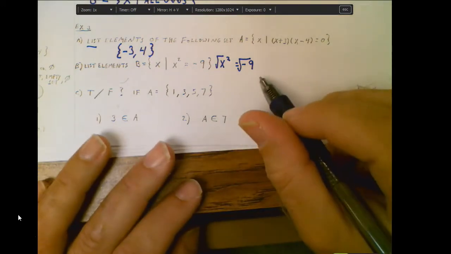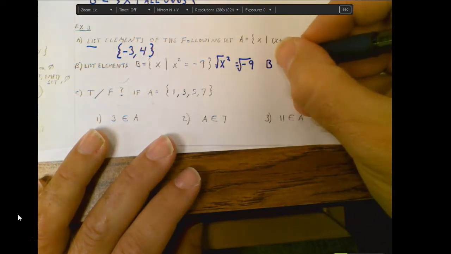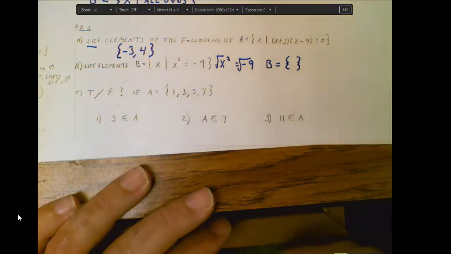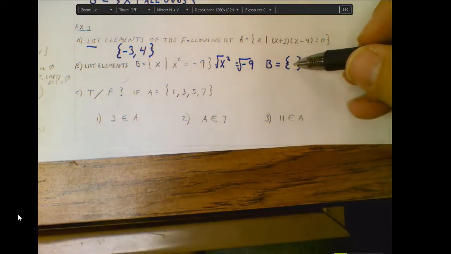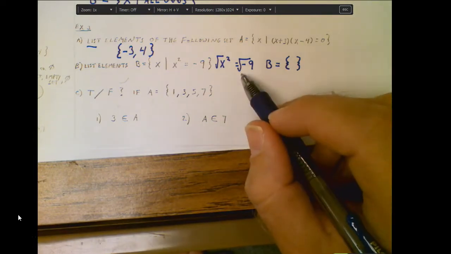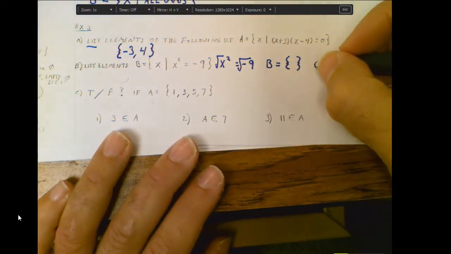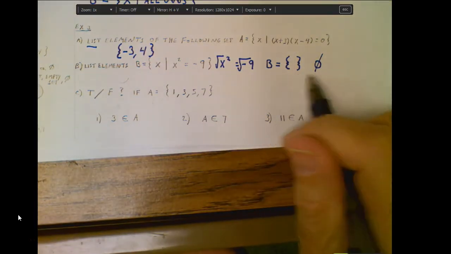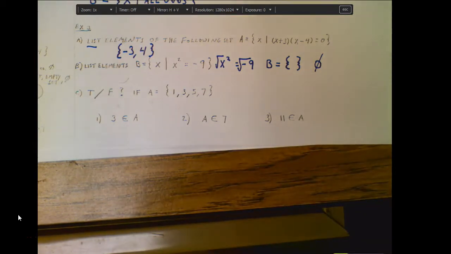There are two ways to identify a no solution case. One way would be to say that set B is equal to, and we just leave the set empty. Because there are no solutions, there are no elements to list, so we just leave it empty. An empty set is one way of identifying a no solution case. The other way is a symbol you've probably used in the past, a zero with a line through it, and that works too. You could either just do the empty set or use this notation, and both refer to a no solution case.